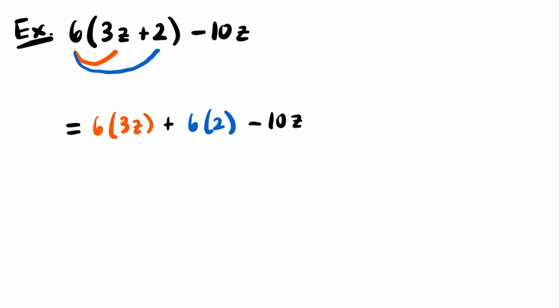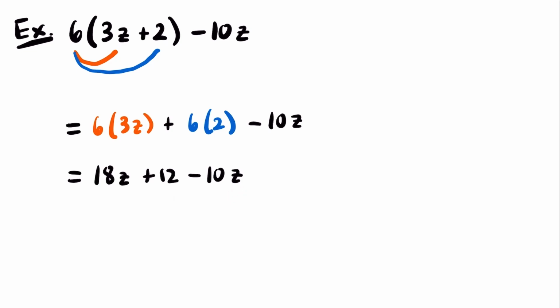Now simplifying, we'll have 6 times 3z. You want to multiply 6 by 3, and you'll get 18. And then you want to keep that same variable part of z. So we get 18z, and then plus 6 times 2, which is 12. So we have plus 12, and then we still have minus 10z on the end.